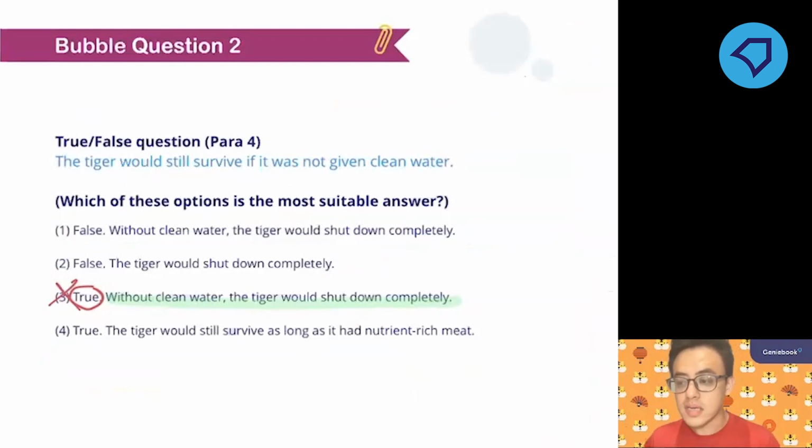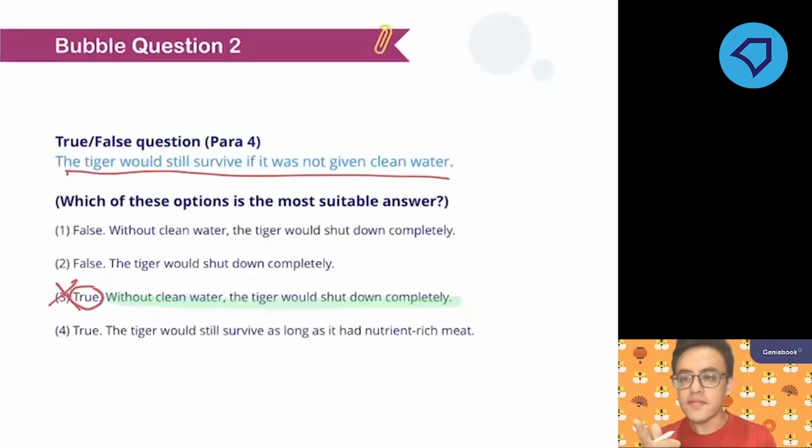Now in a true false question, even if your reason is correct, but your true false is wrong, the terrible fact is that you will get 0 for your question. So you don't want to misread the statement. Make sure you answer the statement very carefully. You think to yourself, false, it means that the tiger will not survive.